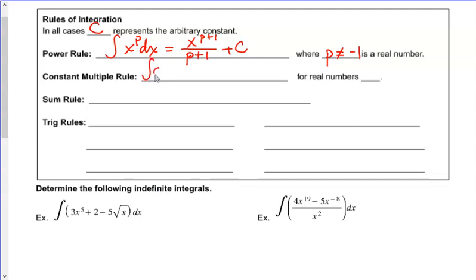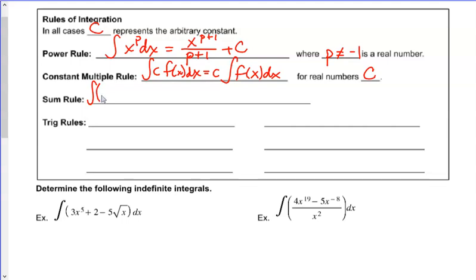What if we want to integrate a constant times a function dx? Well, if there's a number in front of, say, a power, then by the rules of integration we can bring that constant out front and multiply it by whatever you get when you integrate your function in terms of x. For real numbers c. This c is kind of different than the arbitrary c that we add to the end. The sum rule.